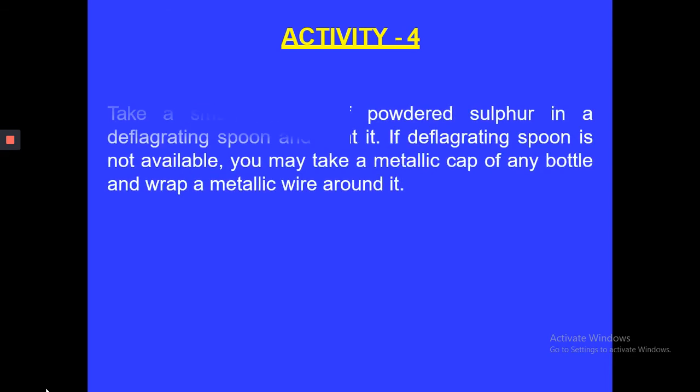Now we will perform one more activity. Take a small amount of powdered sulfur in a deflagrating spoon and heat it. If a deflagrating spoon is not available, then you can take a metallic cap of any bottle and wrap a metallic wire around it.